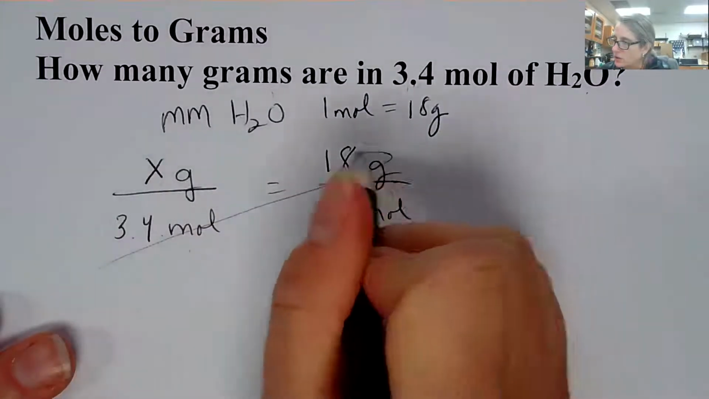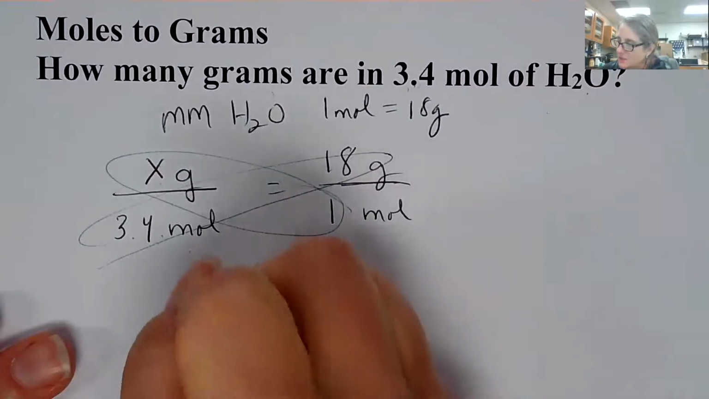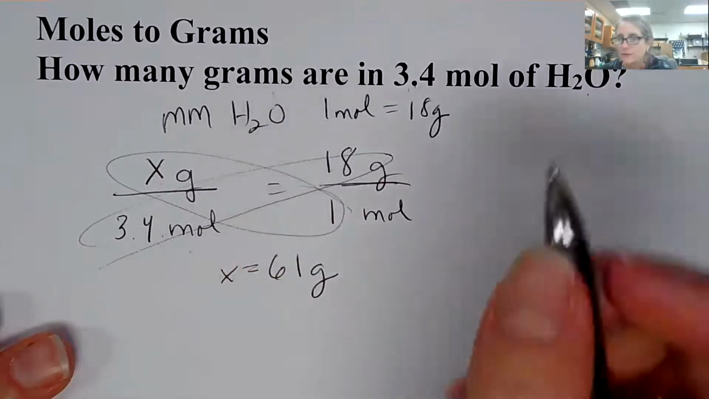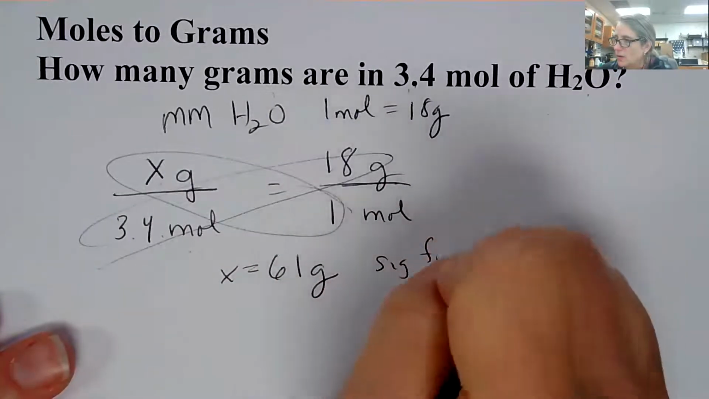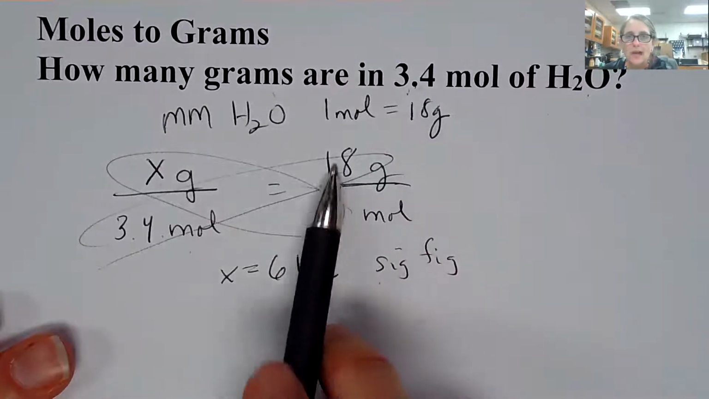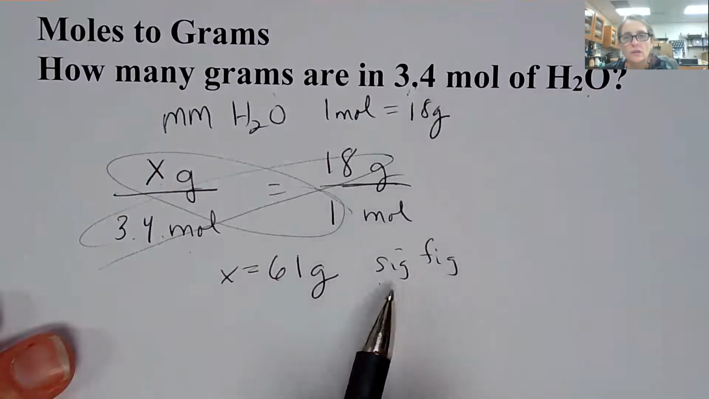So again, we're going to cross multiply, okay? So we have 3.4 times 18, so X is equal to about 61 grams. And for sig figs, we are going with 2, because whatever I start with is what I end with. I do not look at the molar mass for sig figs. I always go with what I start with is what I'm going to end with.